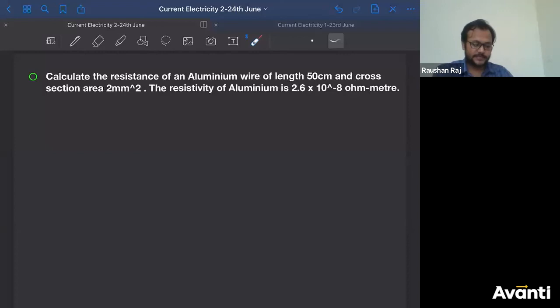Calculate the resistance of an aluminium wire of length 50 centimeter and cross-section area 2 millimeter square. The resistivity of aluminium is 2.6 into 10 to the power minus 8 ohm meter. All right. Acha, what is this resistivity? That rho. What is the unit of resistivity? Ohm meter. वो सब समझ में आएगा आपको, right?